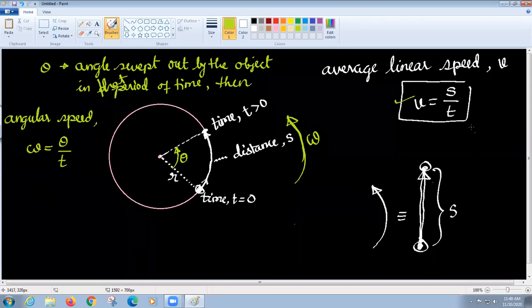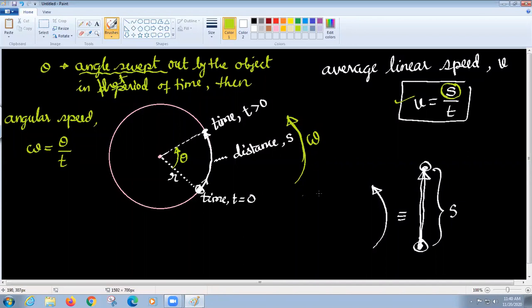So you have v equal to linear distance by time. And now you have angular distance, theta. So theta by t, because speed is anyways distance over time. This theta is the angle swept out by the object in the period. This is angular distance, so that's it, you have theta by t.